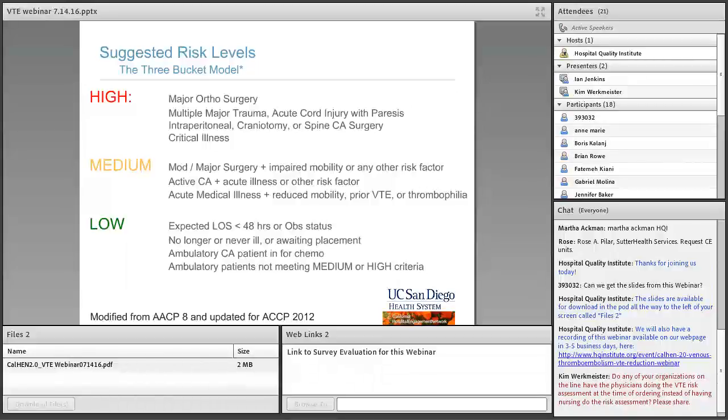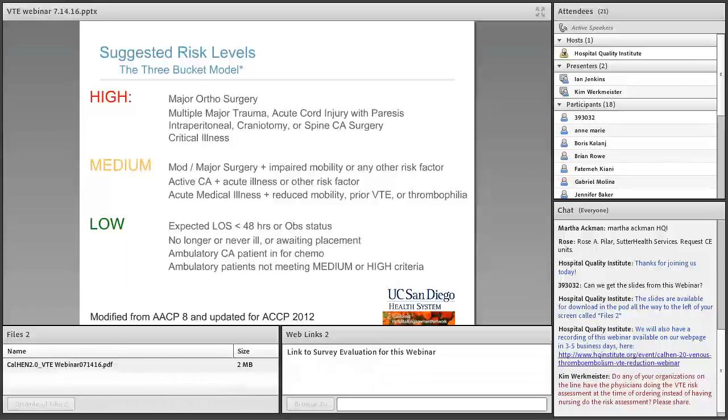If you're not a surgery or cancer patient, if you're an acutely ill medical patient and you have an acute medical illness, again, something else on top. That means that if you have reduced mobility, a history of clot, or thrombophilia, you would categorize that person as a medium-risk patient as well. This is the area where I think things are a little bit different. We have made the medium-risk patient the definition be of someone who's a little bit sicker ever since the 2012 chest guidelines came out, which emphasized that we probably were over-treating some of our patients.